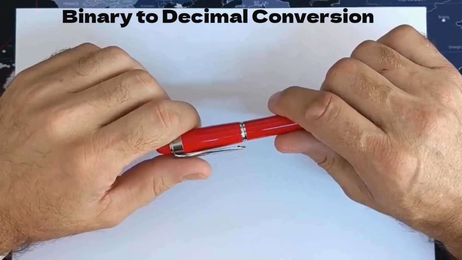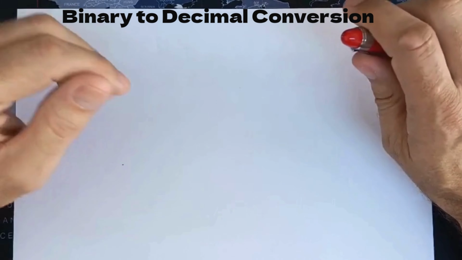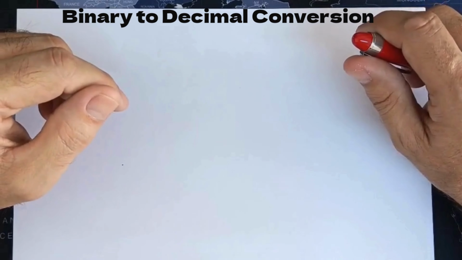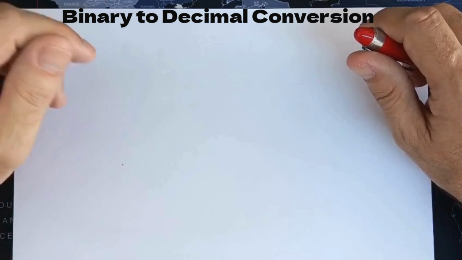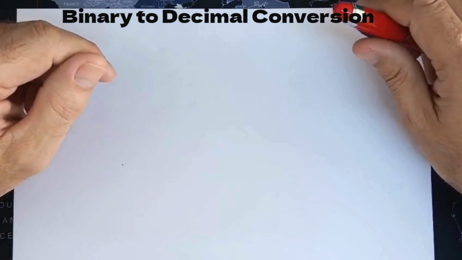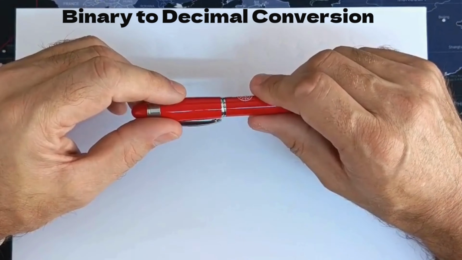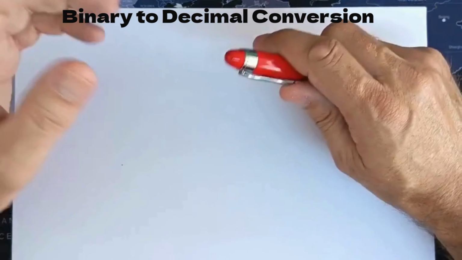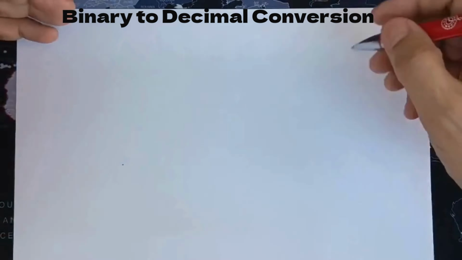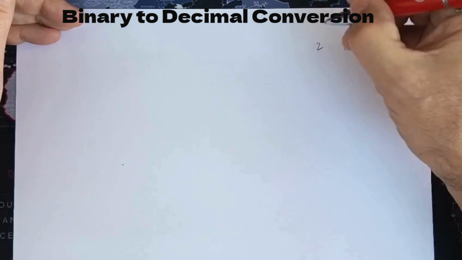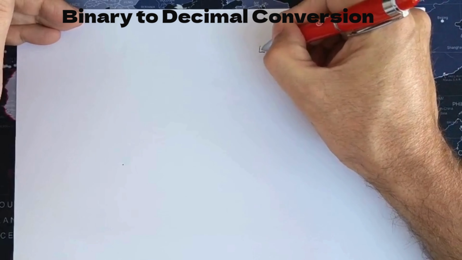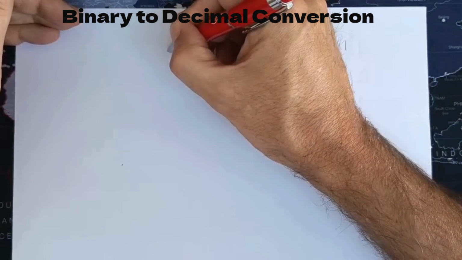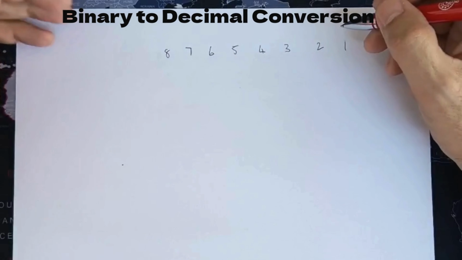Binary is a base 2 numbering system with either a 1 or a 0, on or off, true or false. Now 8 bits equals 1 byte. Starting from the right to the left, we write the bit position: 1, 2, 3, 4, 5, 6, 7, and 8.